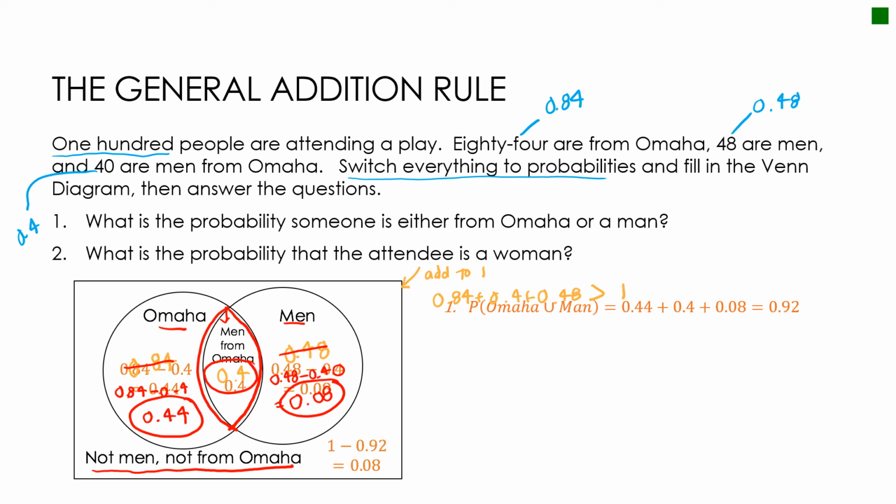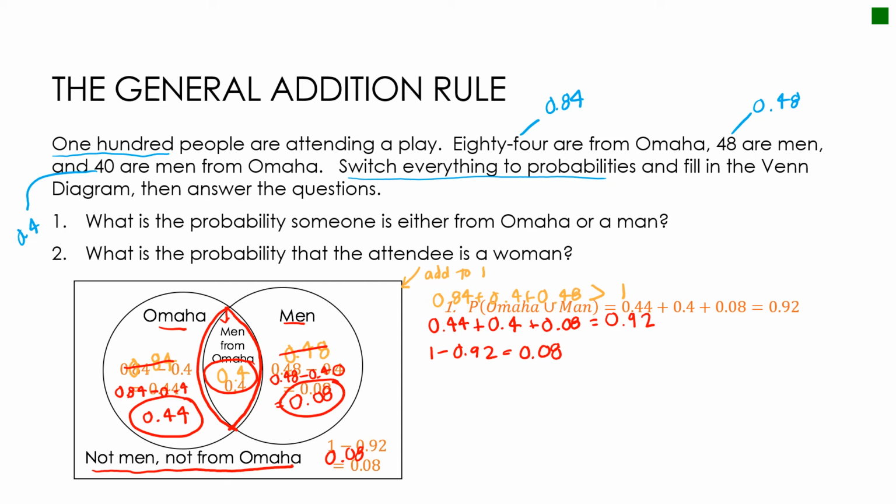And how do I know what that is? Well, I have to take my 0.44 plus my 0.4 that's in the intersection plus my 0.08. I'm adding up the 3 that I have circled, and I find that to be 0.92. Now, I already told you that everything inside the box has to add up to 1 because that's the total sample space. And so I'm going to take 1 minus 0.92, and that is going to be anything not Omaha, not men, which is women from not Omaha.